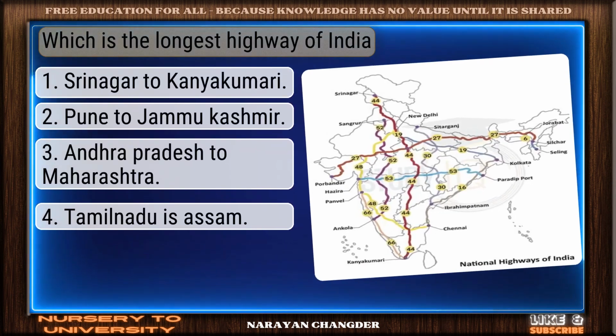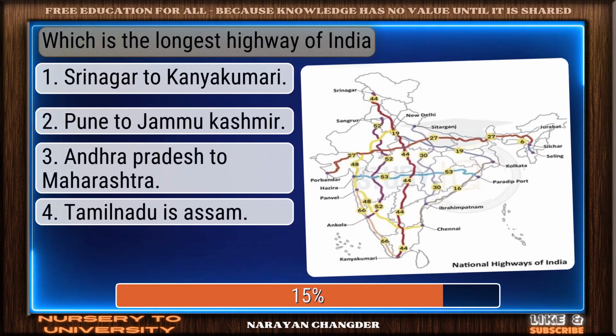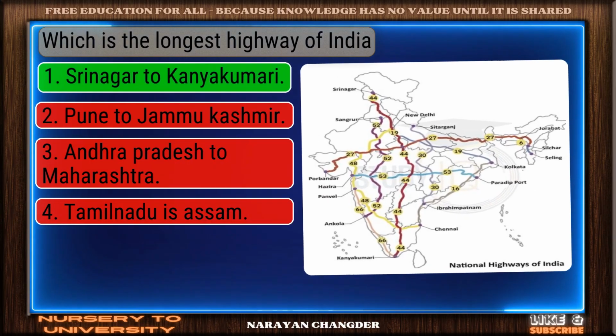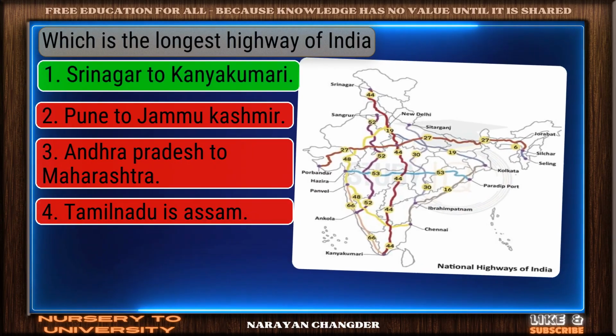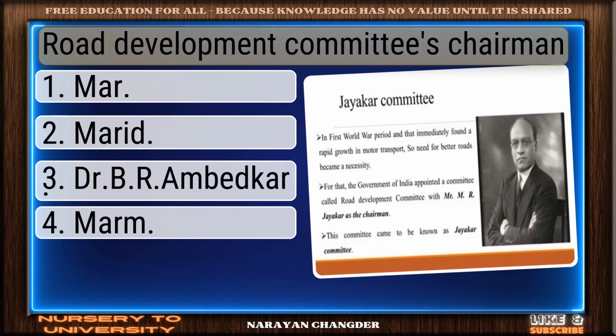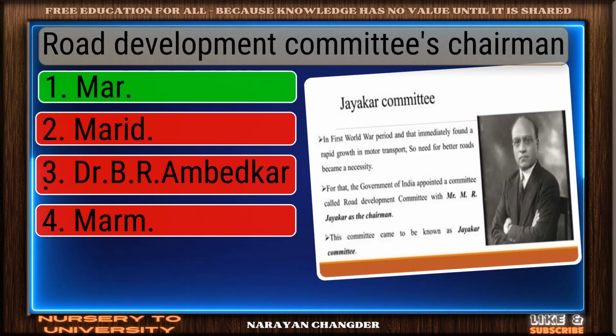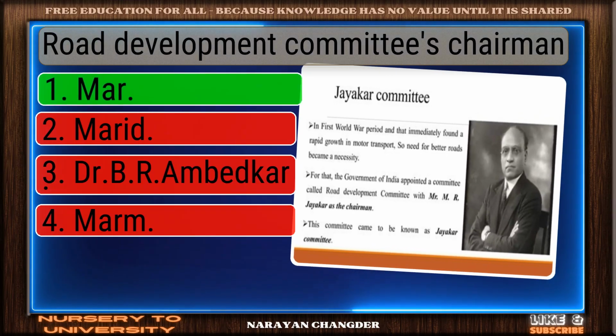Which is the longest highway of India? Perfect. Srinagar to Kanyakumari is the correct choice. Road Development Committee's chairman? Smart pick. That is the correct choice.